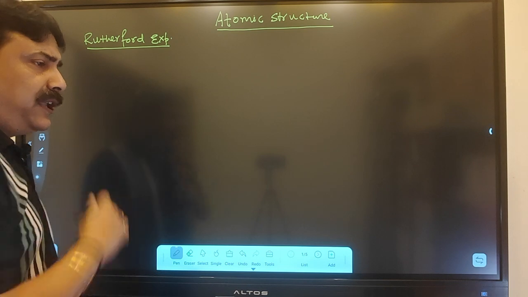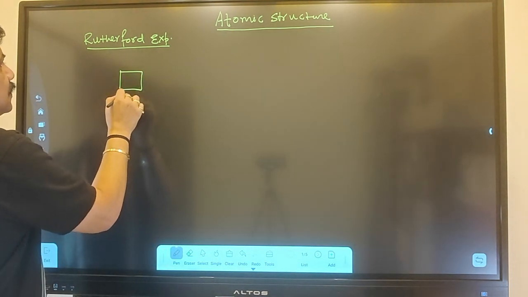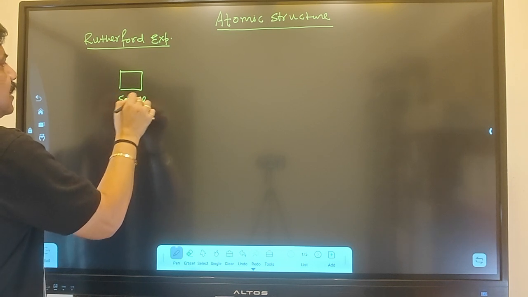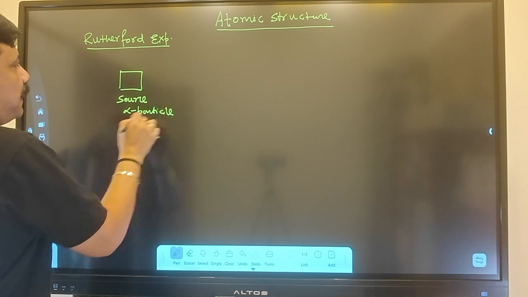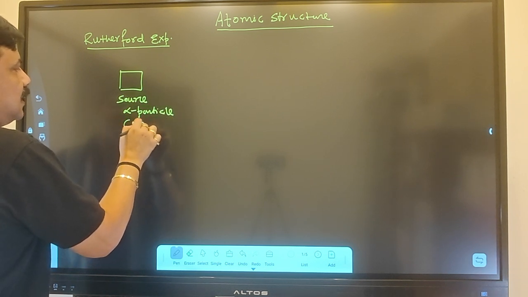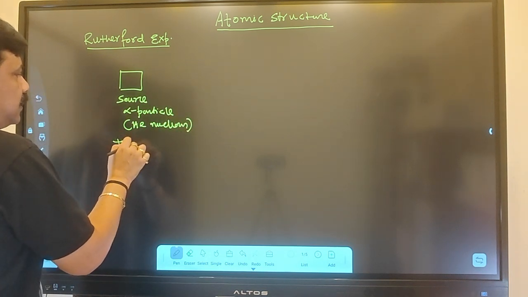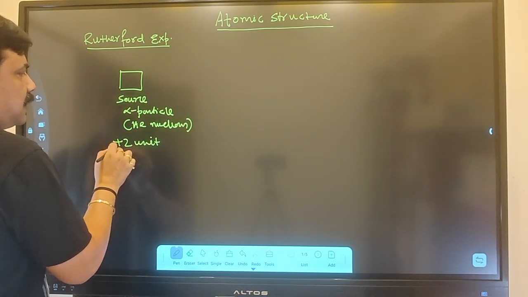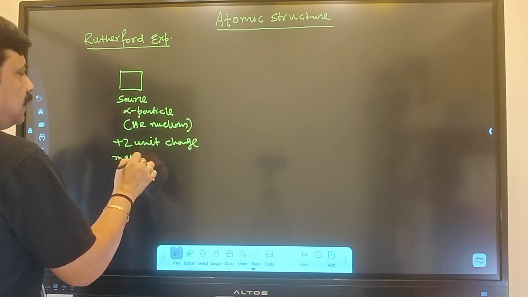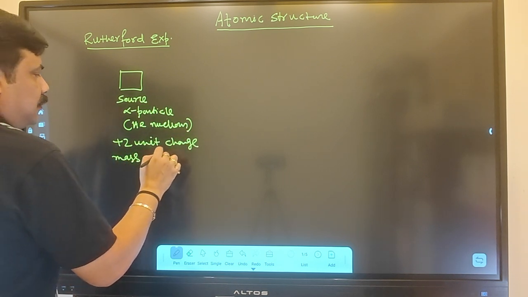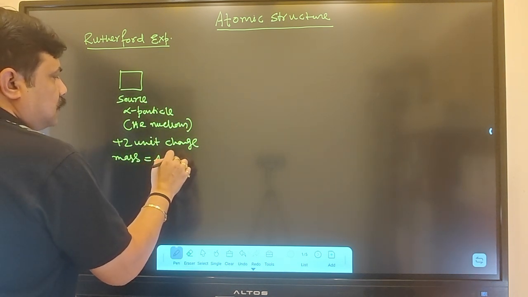Now, in the Rutherford experiment, everybody knows there will be one source. This source will generate the alpha particle. What is an alpha particle? An alpha particle is a helium nucleus, holding 2 units of plus charge, and the mass is 4 units of mass.